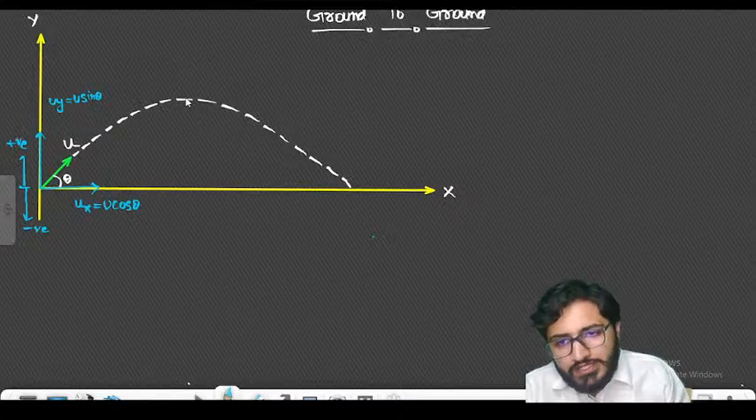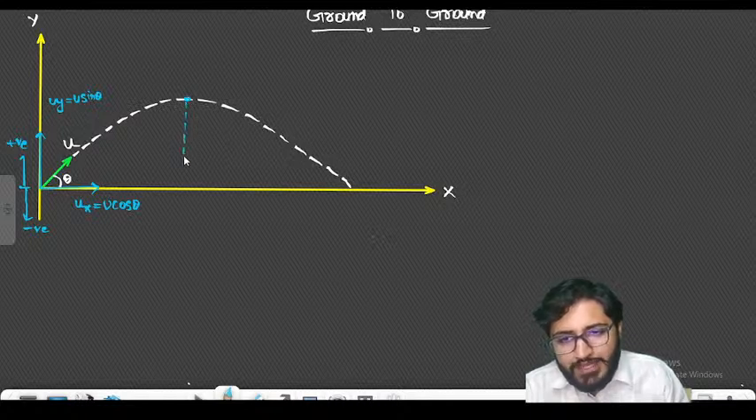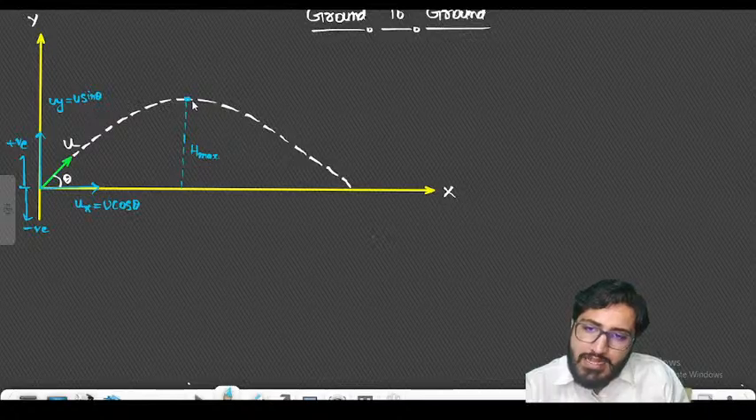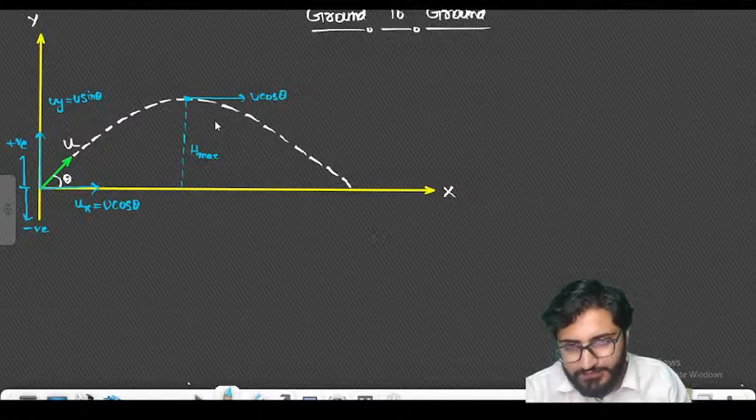Okay, this point is known as the highest point, h max. And at this particular point, we only have one velocity component, that is u cos theta. No u sin theta. Okay.